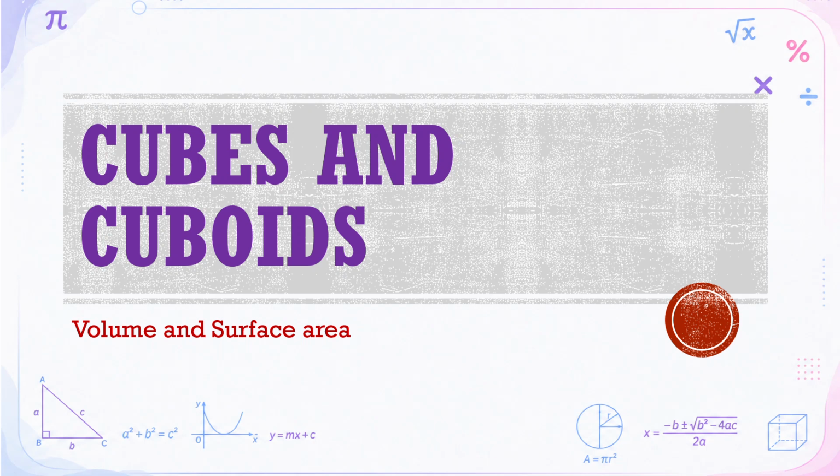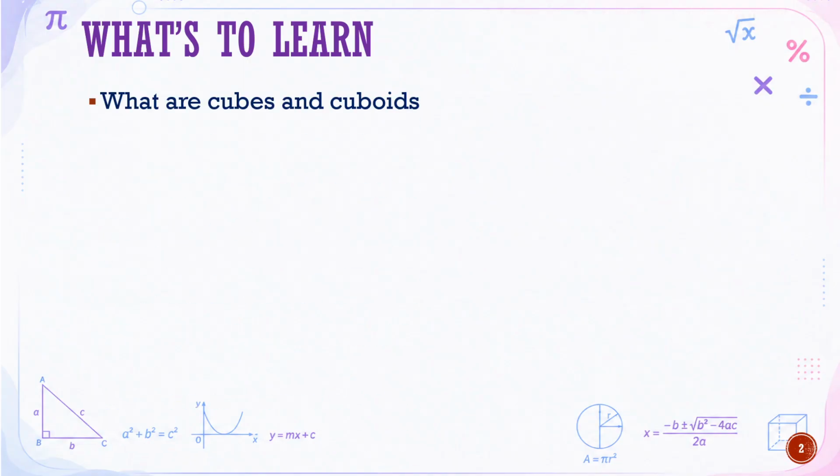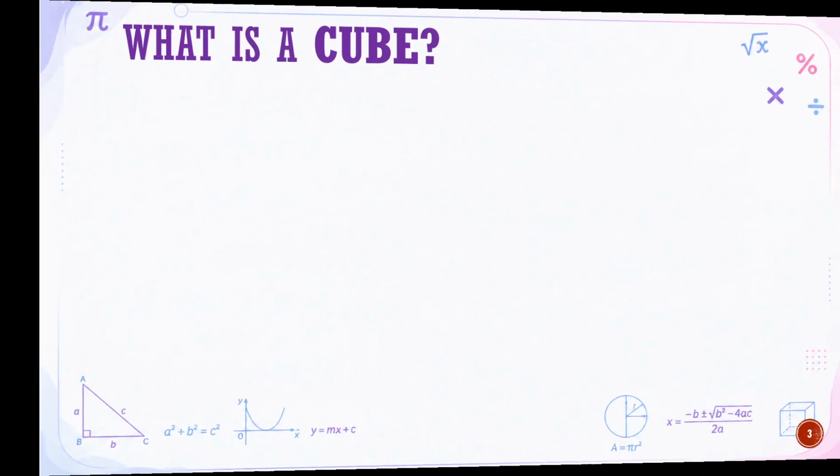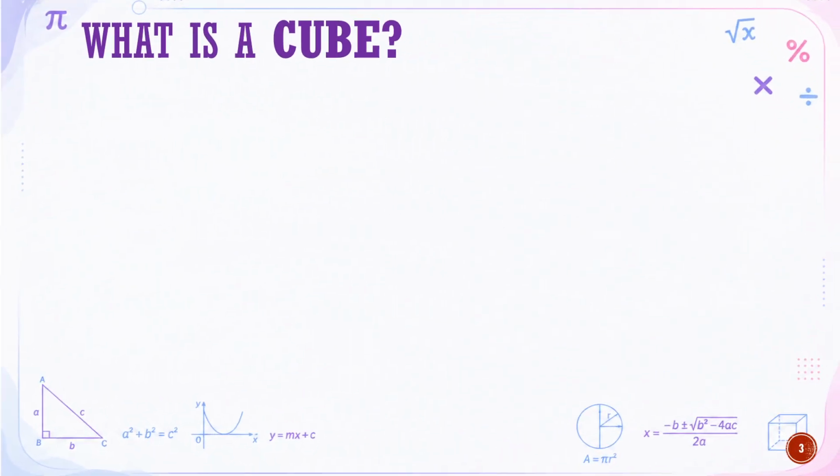Everyone. Today we are going to talk about cubes and cuboids. We'll talk about how to identify cubes and cuboids and then how to find their volume and surface area. So by the end of this video, you will be able to identify what cubes and cuboids are, then find the volume of cubes and cuboids, and then we will talk about how to calculate the surface area for both cubes as well as cuboids. All right, so let's get started with what is a cube.